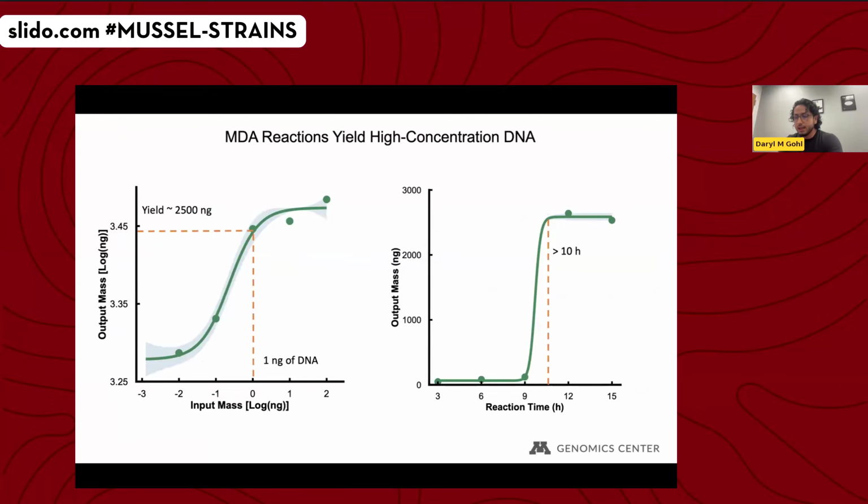We have found that the total amount of DNA that can be isolated from a single veliger ranges around 1 nanogram. With this amount of DNA, our protocol yields more than 2,500 nanograms of DNA with a minimum reaction time of 10 hours, thus overcoming the input mass limitation. In the following slides, I'm going to show how we evaluate the quality of the amplified DNA.